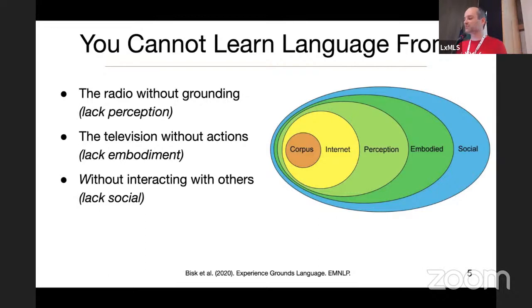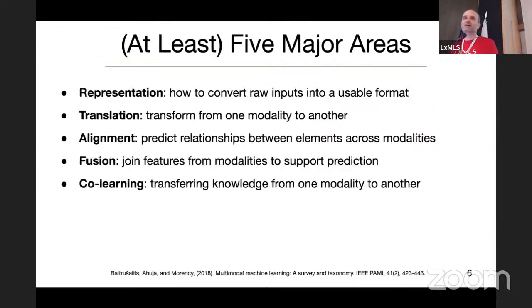There are at least five major areas of research in vision and language, and we're going to try and cover different parts of this today.